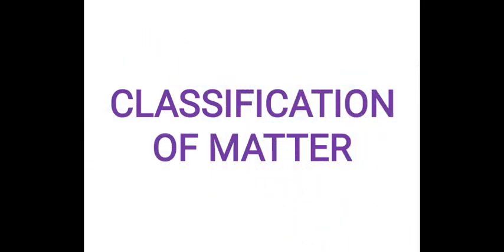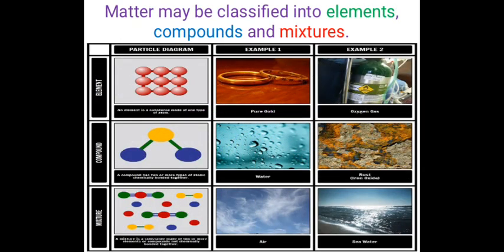Now let's classify matter. Matter can be classified into element, compound, and mixtures. What is an element? An element is a substance made up of one type of atom. Look at the particle arrangement diagram of an element. Examples of an element: pure gold. Example 2 here, oxygen gas.